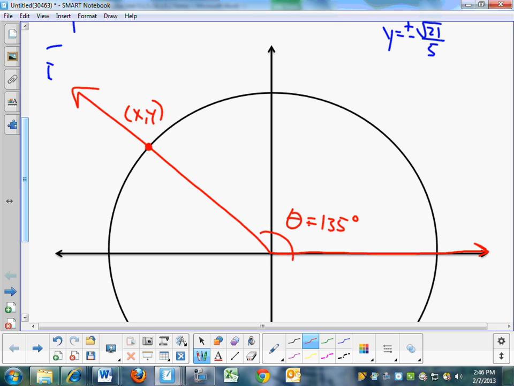In order to determine this position, I will sketch a triangle just like that with its base on the x-axis. What is this angle right here? 45. 45, 45, 90. So this is 1, this is negative square root of 2 over 2, right? And this would be positive square root of 2 over 2. So my xy coordinate for 135 degrees is negative square root of 2 over 2 and positive square root of 2 over 2.